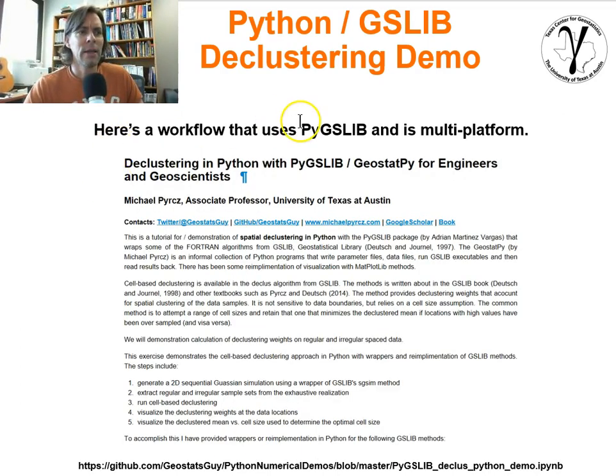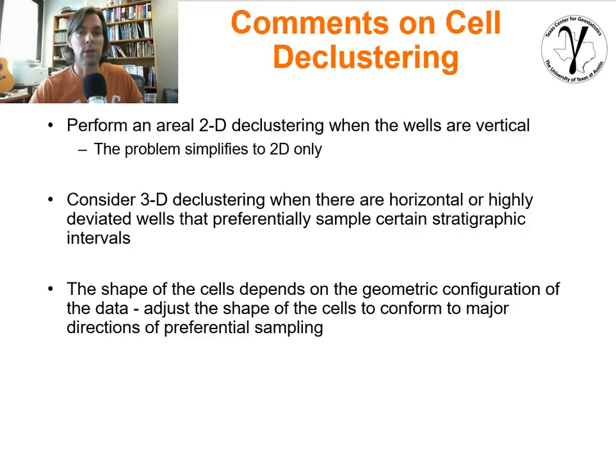I don't know why. Here's a workflow that uses PyGSLib, which is very useful because they've done a proper job of wrapping GSLib so that the Fortran code is properly wrapped, and so this will work on any platform and it's much cleaner. And so this is a workflow using them. Thank you very much to the author of PyGSLib, Adrian, appreciate all your work.